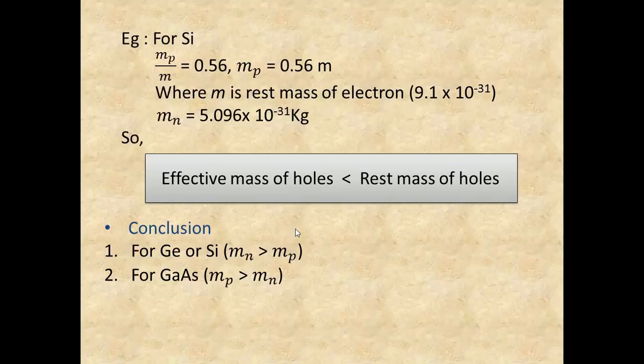Your work is to remember both these conclusions, because in the PSU exam they ask direct questions, and germanium and silicon are very famous materials, so questions are basically raised on germanium or silicon, or they can ask about gallium arsenide. For both germanium and silicon, your m_n is greater than m_p, but for gallium arsenide it's the opposite. So you just have to remember the difference.